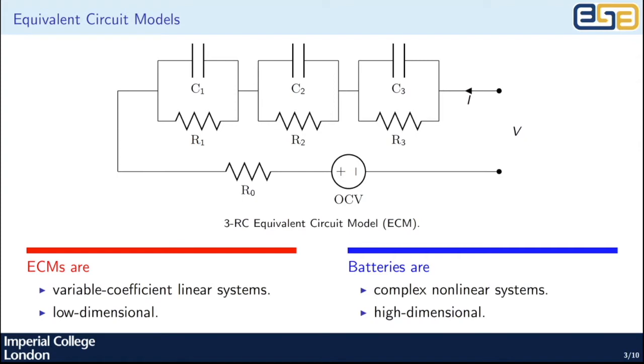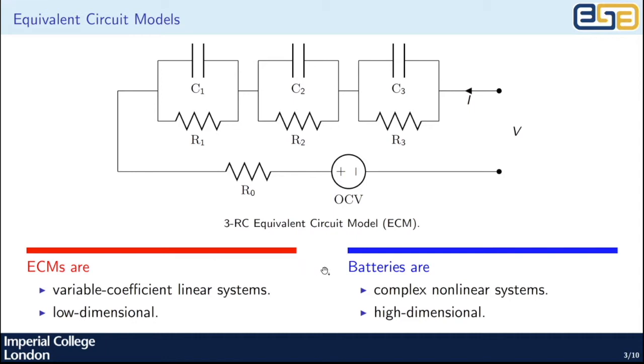The resistors, capacitors, and OCV are dependent on the operating point of the system, including state of charge, temperature, and cell degradation. The task is to parameterize this model by constructing lookup tables which provide values for the circuit parameters as the operating point varies. These lookup tables are then linearly interpolated between the given breakpoints as the operating point varies. ECMs are low-dimensional linear systems, albeit with variable coefficients.